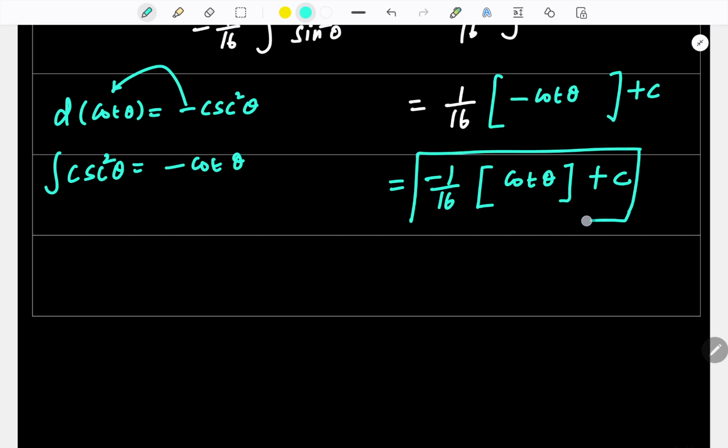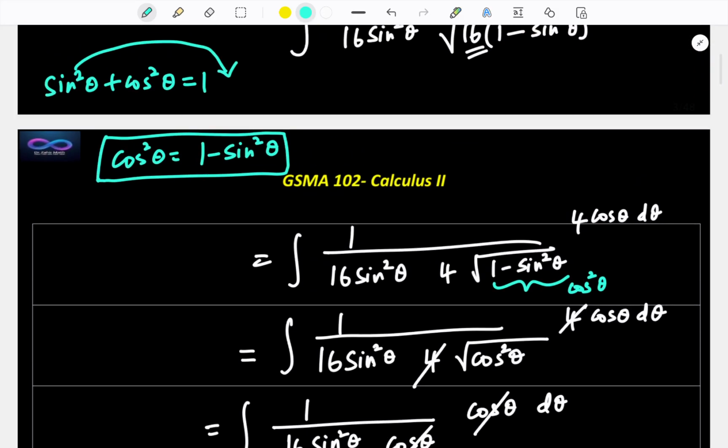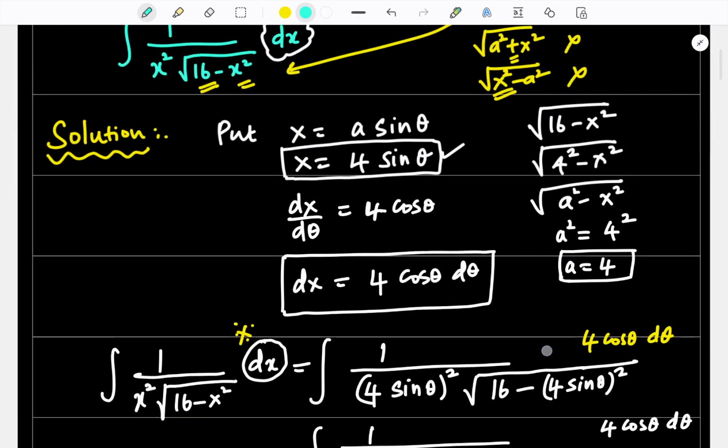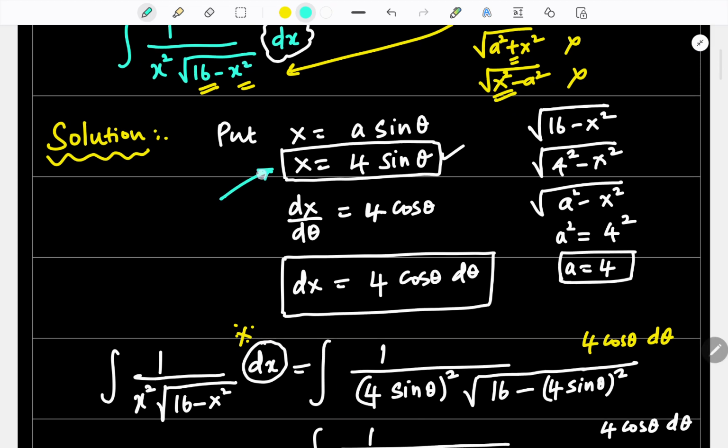So is this going to be your final answer? No. Our question is in terms of x, but your answer is in terms of what now? Theta. You have to convert into what? x. For this purpose, we are going for the substitution. What substitution have I taken? This is the substitution I have taken: x equals 4 sine theta. This is the place where you are going to convert theta in terms of x.